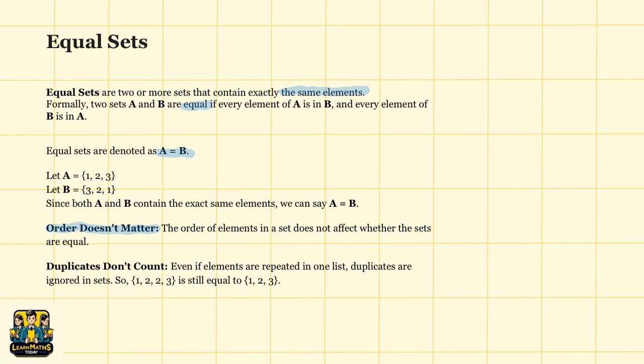Additionally, duplicates do not count in a set. Even if we write set A equal to 1, 2, 2, and 3, it is actually the same as 1, 2, and 3 because the duplicate element doesn't affect the equality. It is the unique elements that matter when comparing sets.